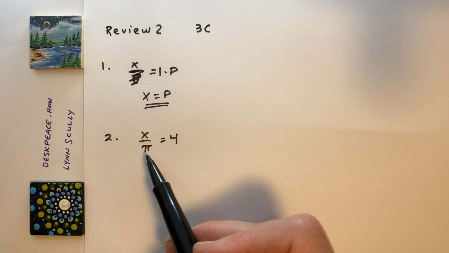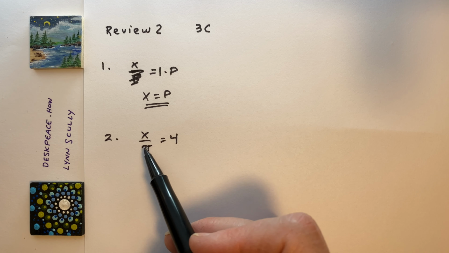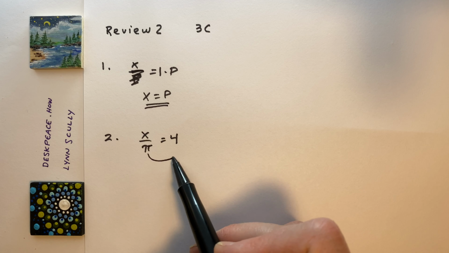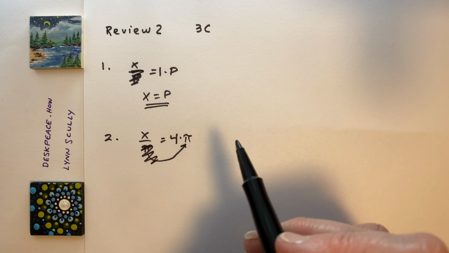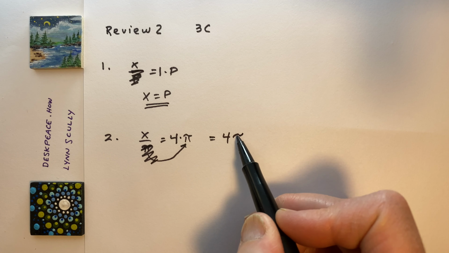Don't get distracted by something maybe you haven't seen before. I want to get x alone. This symbol is attached by division. How do we undo division? We multiply to the other side of the equal sign. Now I'm done. It's 4 pi.